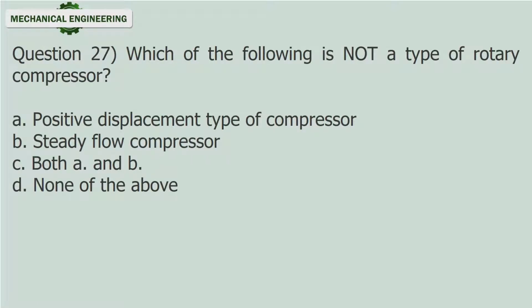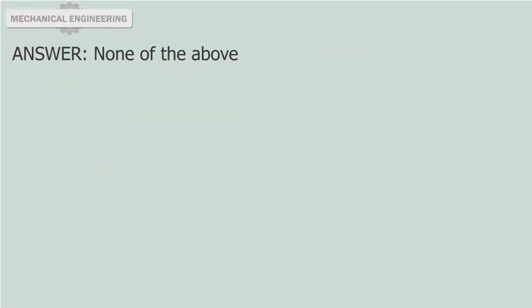Question 27. Which of the following is NOT a type of rotary compressor? A. Positive displacement type of compressor. B. Steady flow compressor. C. Both A and B. D. None of the above. Answer, none of the above.